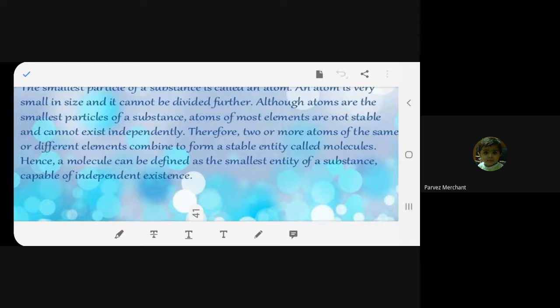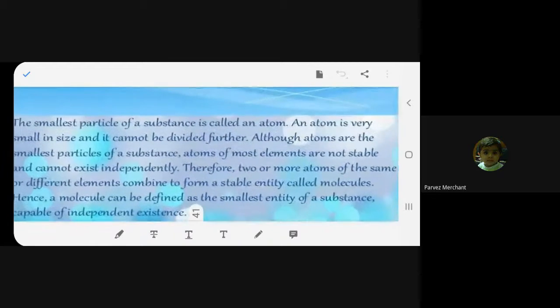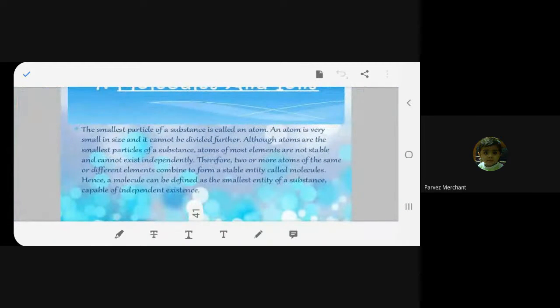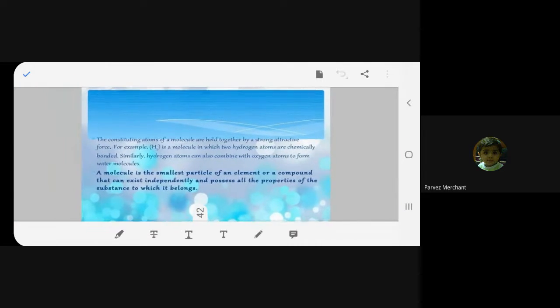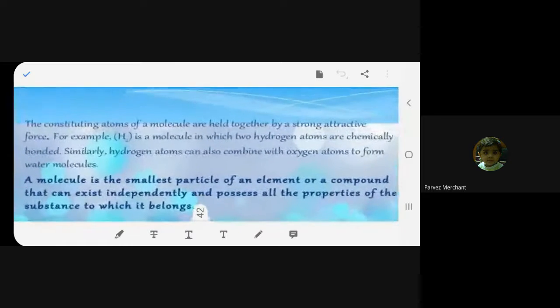But both of them are tiny particles. Do you want to ask me any question, beta? No, ma'am. No question regarding atoms and molecules? Is it clear? Yes, ma'am. Clear. We'll do it with examples, better.